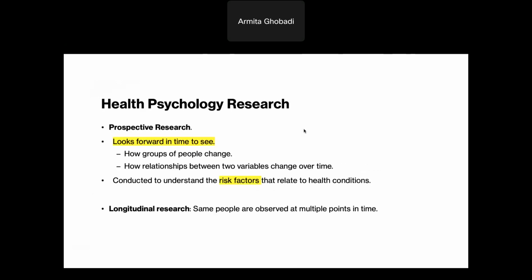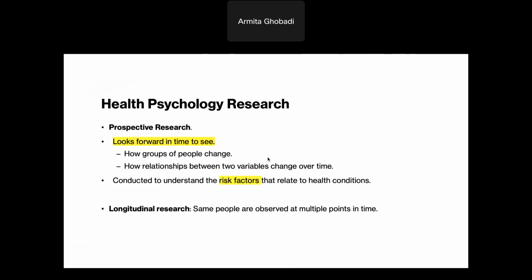Another way of research is prospective research, which is actually looking forward in time. It is actually following and observing changes of people over time, and it is conducted to understand the risk factors of different health conditions.